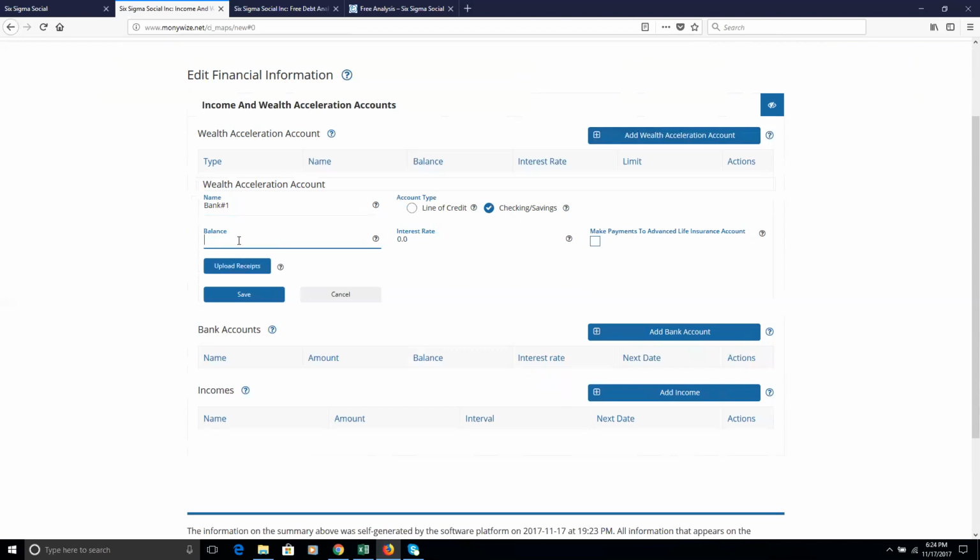I'm going to say there's a balance in there of $4,000. It's not an interest-bearing account. It's just a bank account. It's my main current account. It's my main checking account, and that's the one that I use.